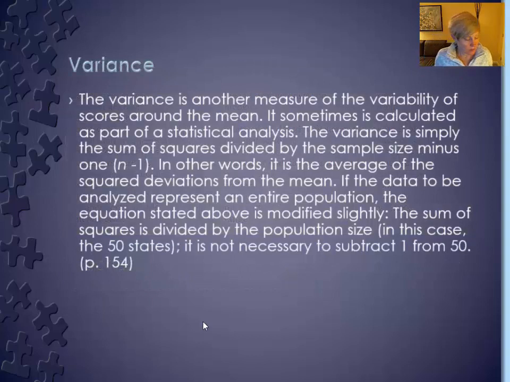Now, there are two things I want to talk about that I think your chapter could have done a better job explaining. If you totally understood the section on variance, then you don't need to listen to this part. But this is actually a direct quote from your text. Let me see if I can explain it a little bit. On variance on page 154, it says, the variance is another measure of the variability of scores around the mean. So we have the mean and how the scores are varying around it. It sometimes is calculated as part of the statistical analysis.